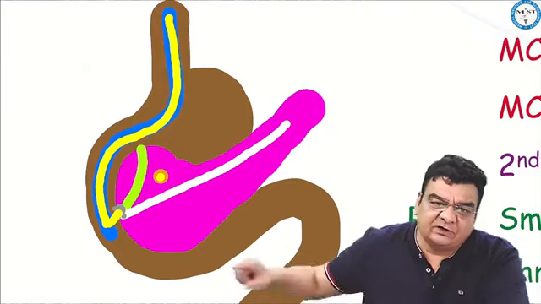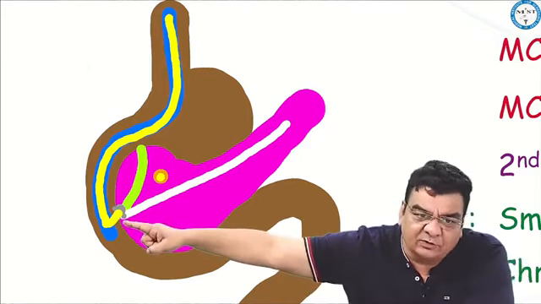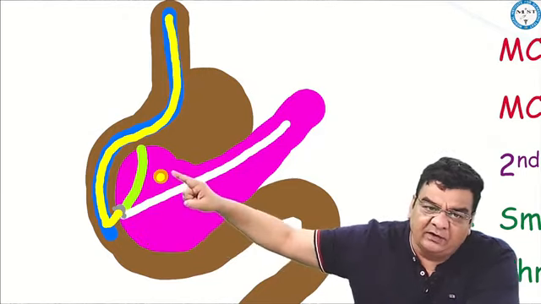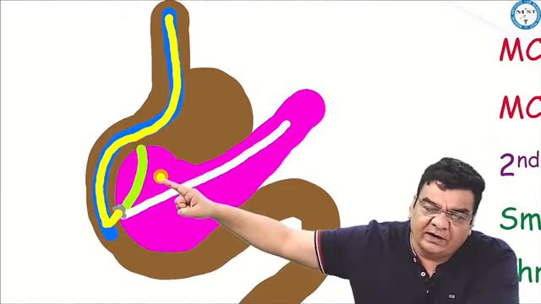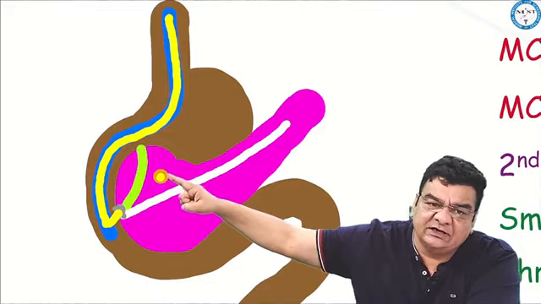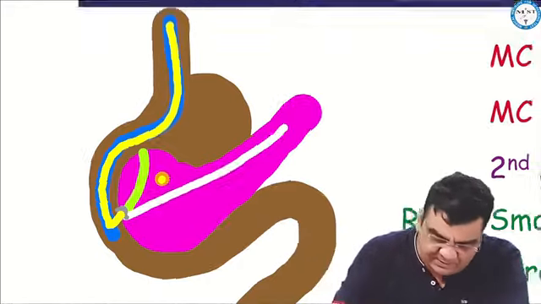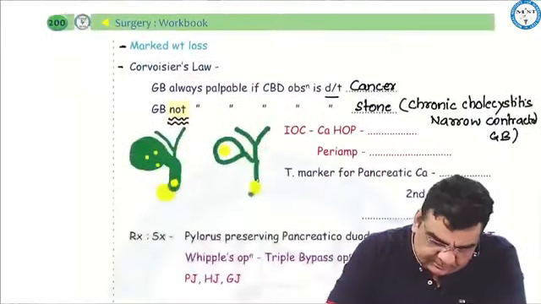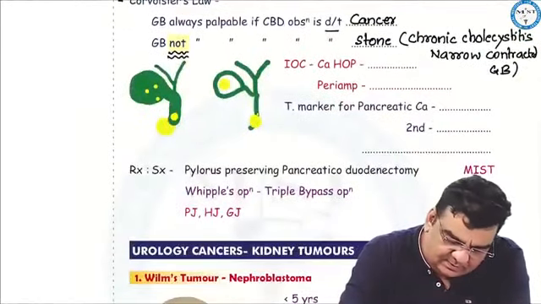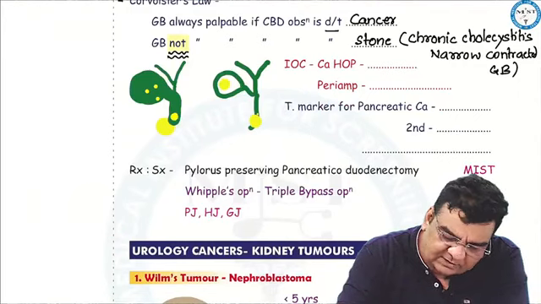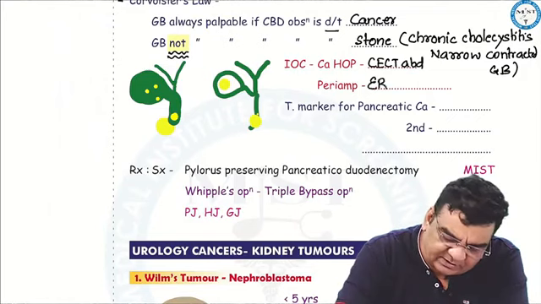So the investigation of choice for periampullary carcinoma is ERCP and biopsy. But the investigation of choice for pancreatic head cancer is CECT of the abdomen. For carcinoma head of the pancreas, CECT of the abdomen, while for periampullary cancer, we can do ERCP and biopsy.